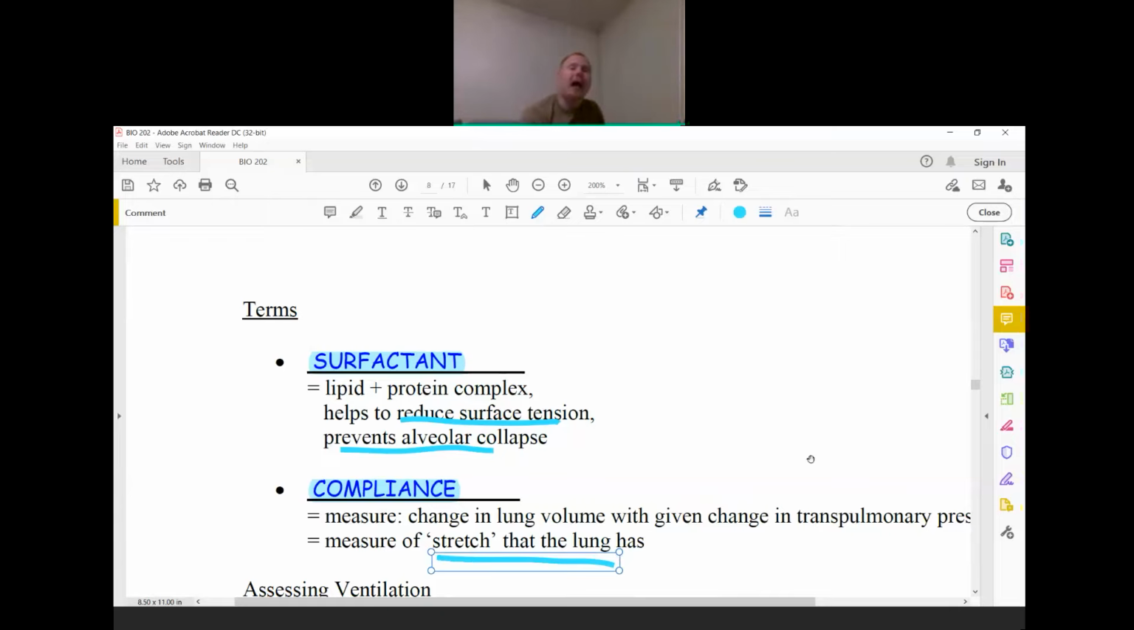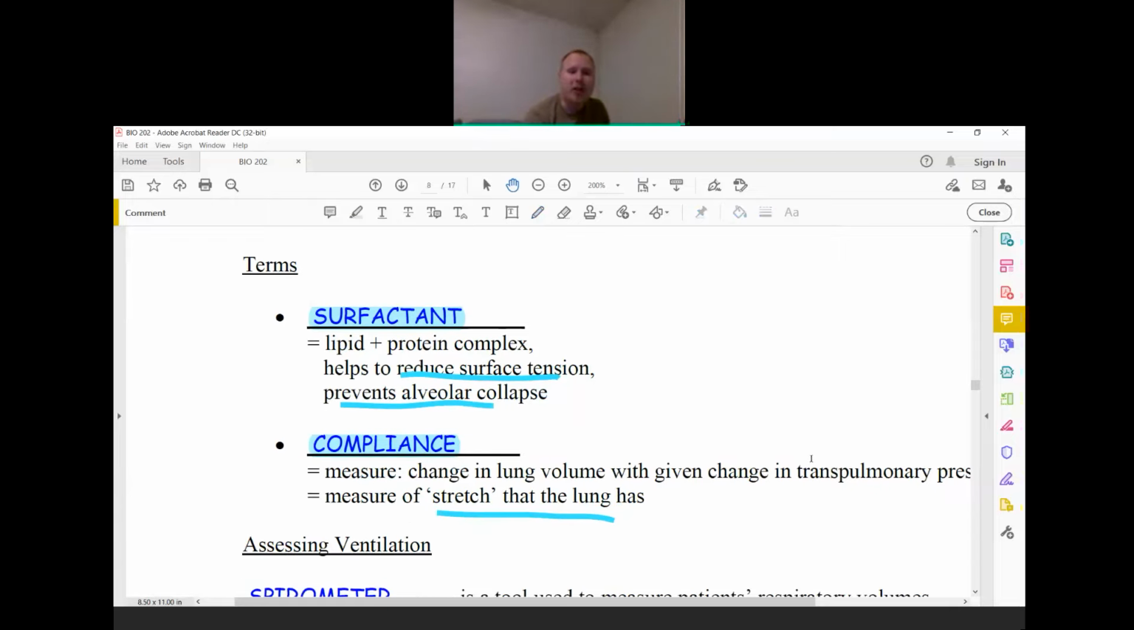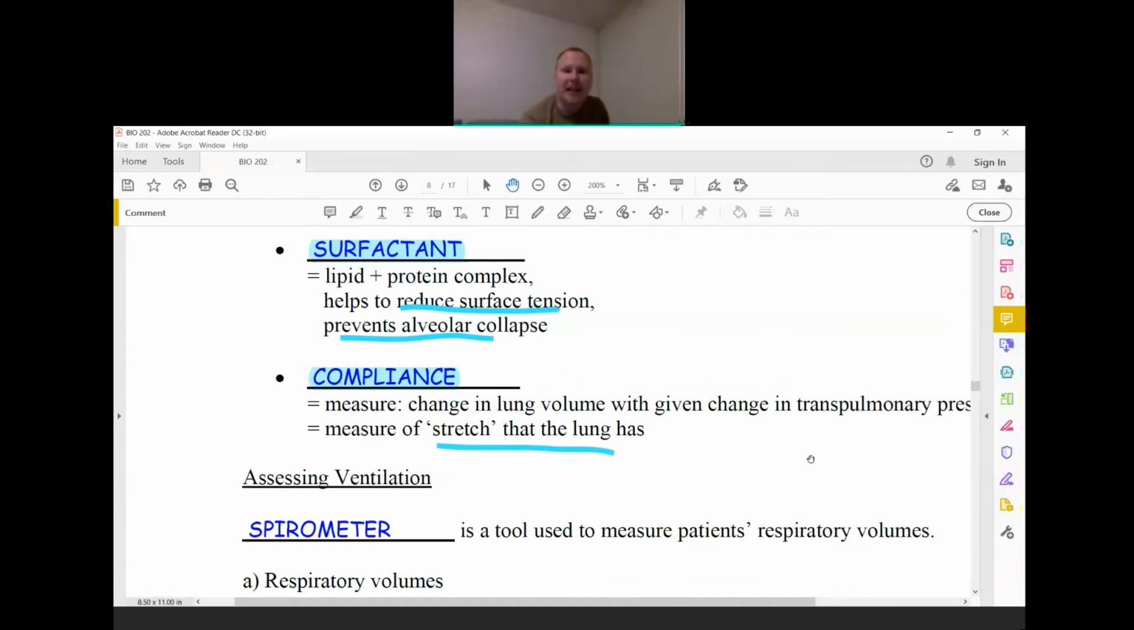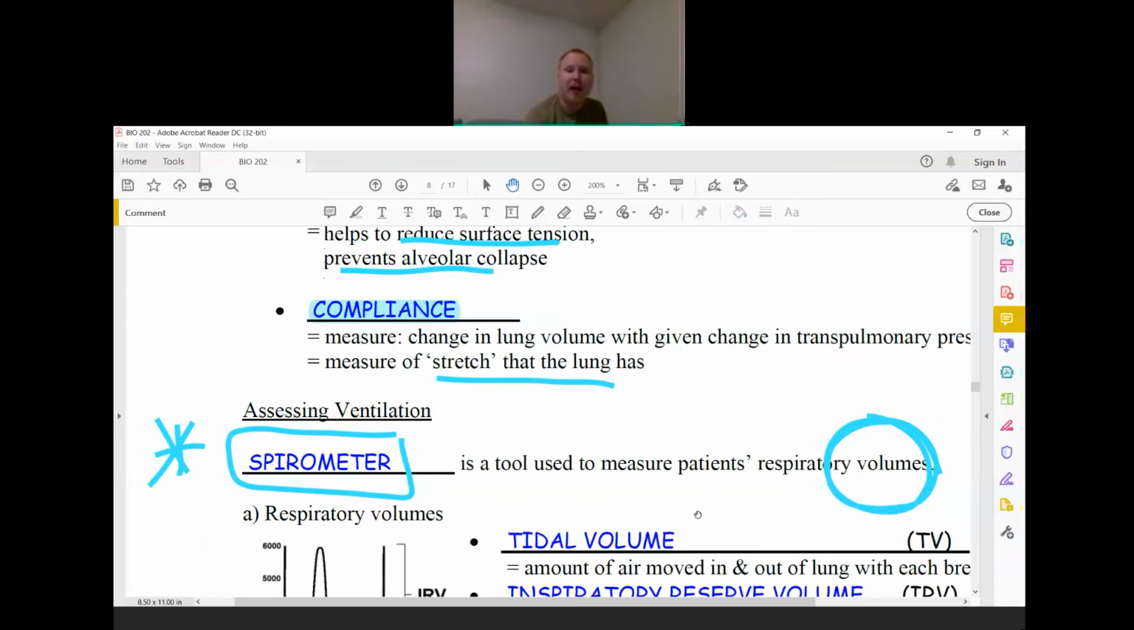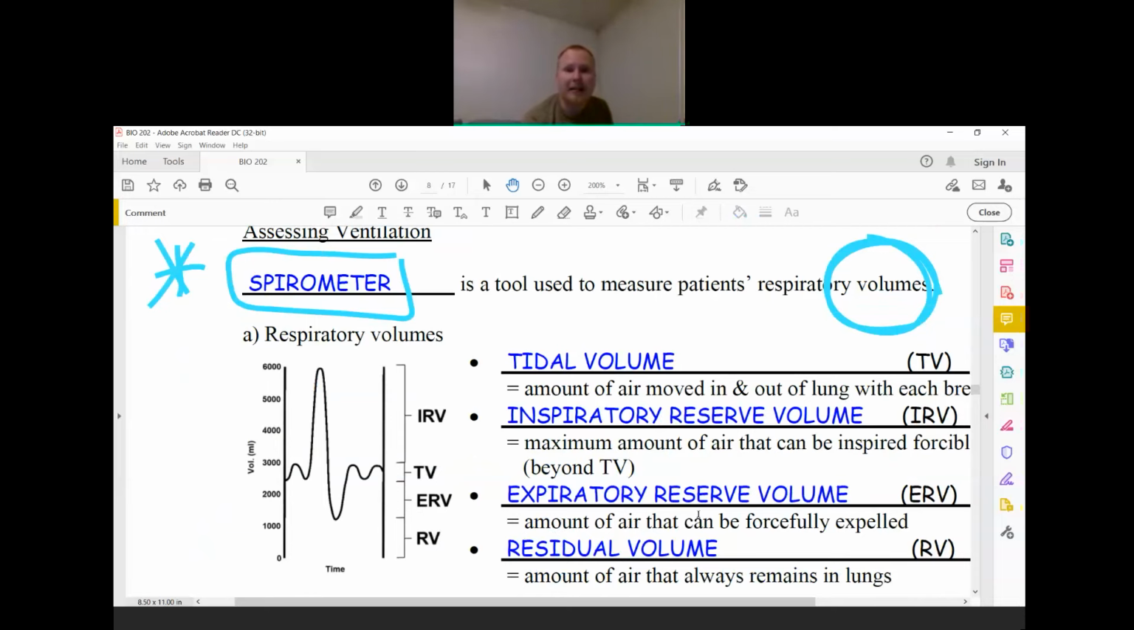That's how I look at it. But I want to talk now and shift our attention to how we assess ventilation. The tool that you might remember, that plasticky thing where you breathe in, breathe out, and sometimes it's more advanced, with electronics and a computer at the other end, is known as a spirometer. A spirometer is used to measure the volumes of the patient's lungs. So what sort of volumes is the patient able to produce for their respiratory system? We're going to go through those next.